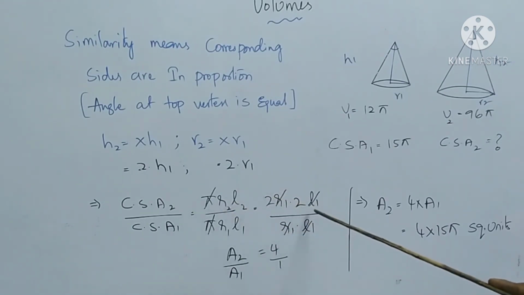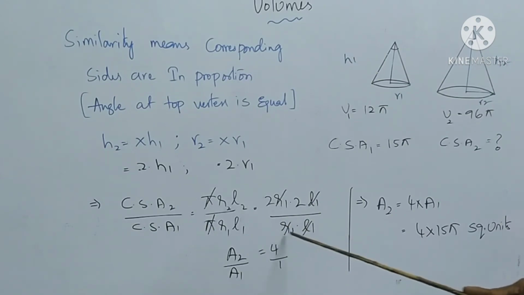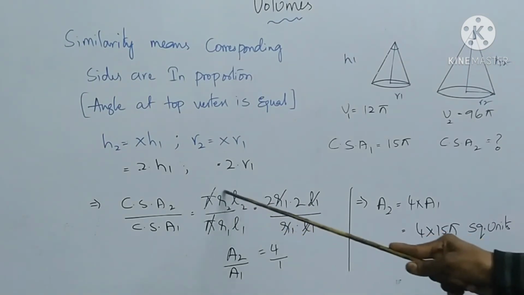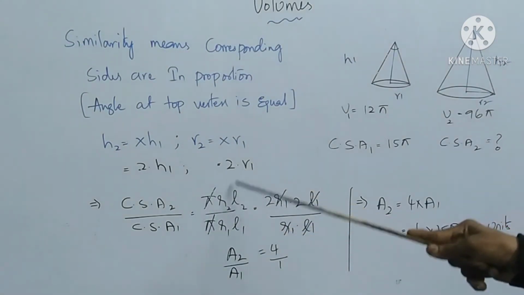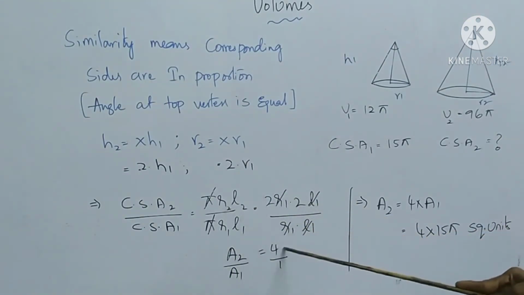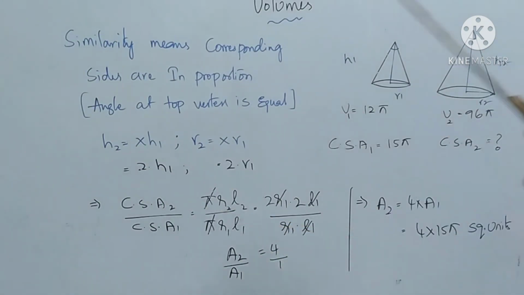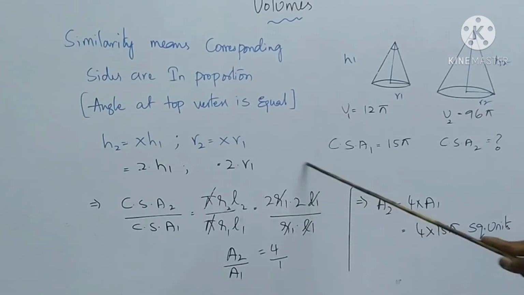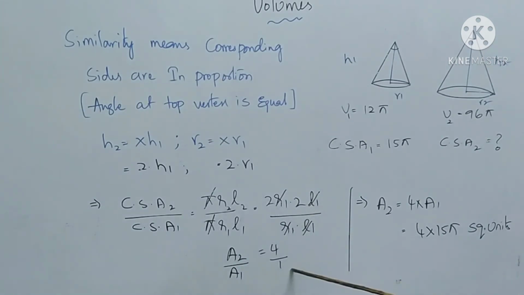So the ratio is pi into 2 R1 into 2 L1 by pi R1 L1. R1 cancels and L1 cancels. Substituting R2 as 2 R1 and L2 as 2 L1, 2 twos are 4. So the area of the second right circular cone by the area of the first is 4 by 1. So A2, the area of the second cone, is 4 into A1.